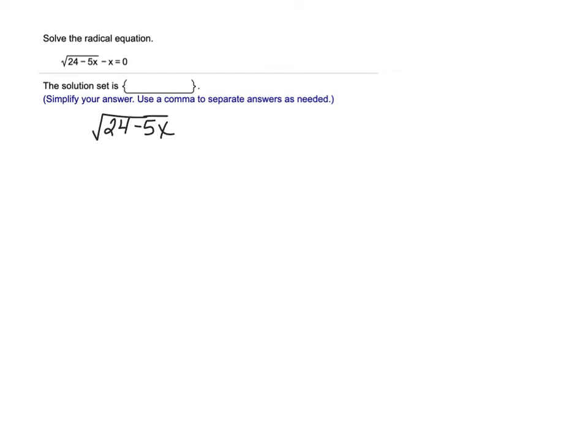What I want to do to get rid of the square root, I want to square it. So let's get that negative x, that minus x, and let's add it to the other side. Our goal is to get the square root by itself, nothing else. Once we do that, since it's an equation, we can square both sides. Whatever you do to one side, you have to do to the other.